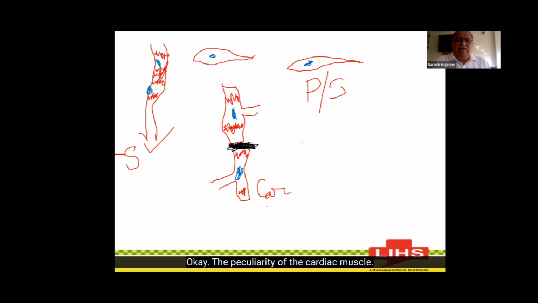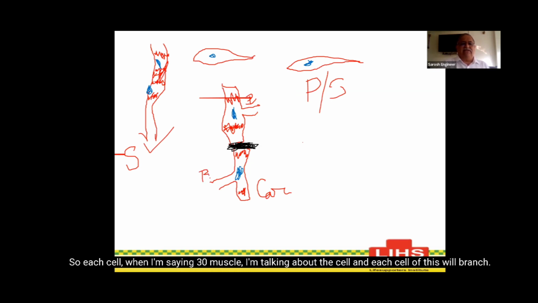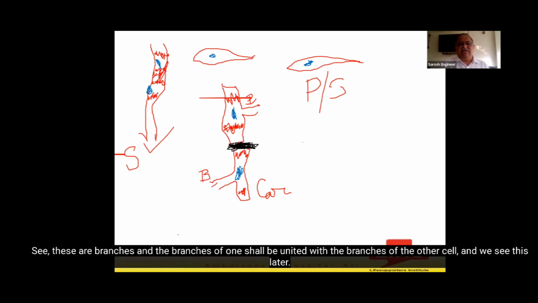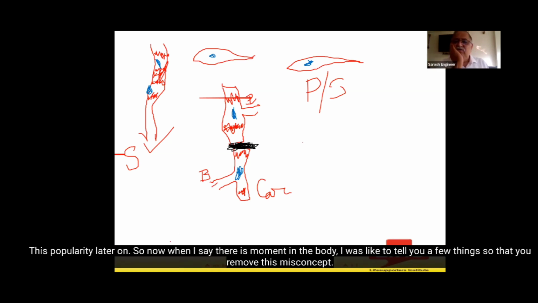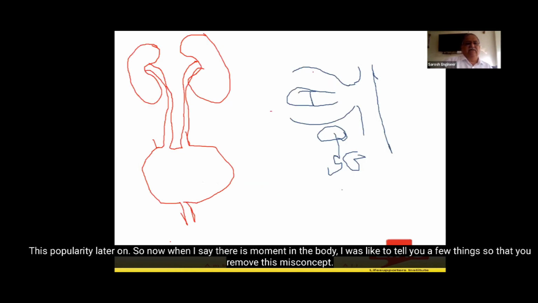Okay. The peculiarity of the cardiac muscle, why it doesn't fall into this category, is that the cardiac muscle branches. This is a branch of the cardiac muscle. So each cell, when I'm saying cardiac muscle, I'm talking about the cell, and each cell of this will branch. See, these are branches. And the branches of one cell will unite with the branches of the other cell. And we'll see this peculiarity later on.